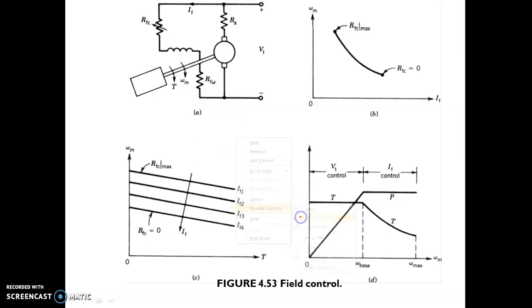See here in the diagram, this is our motor. Field control is applied here. This is the resistance of the field winding. This is the speed of the motor, torque, armature resistance, field control. If we change the field resistance, the current also changes. But due to the inductive nature, the current will not change suddenly. So speed control will be obtained, but it is sluggish.